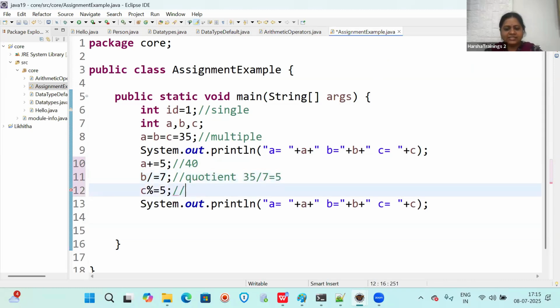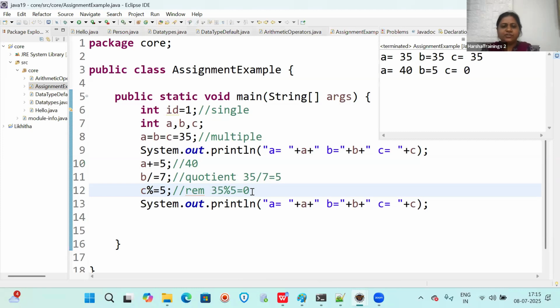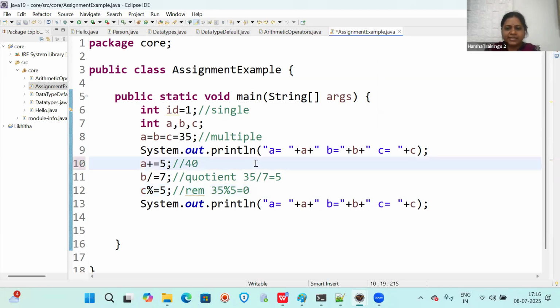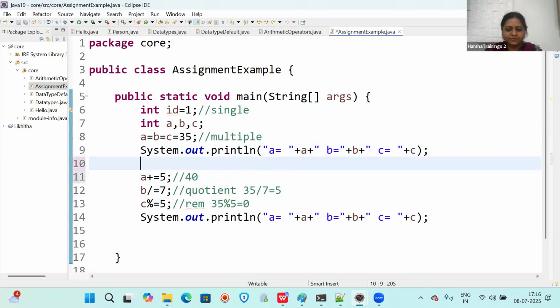And here we have to consider what? Remainder. So 35 modulus 5. How much? 5 sevens are 35 and the remainder is how much? 0. So the answer is 45 and then what? 0. Correct. So that is the answer. Understood everyone? So this is single, multiple and then what? Compound assignment. If you are writing this kind of assignment, it is called compound assignment.